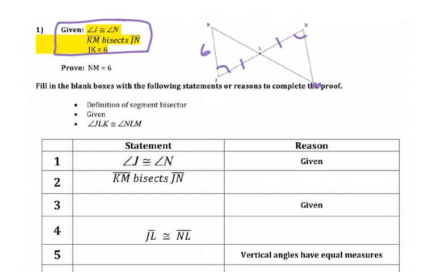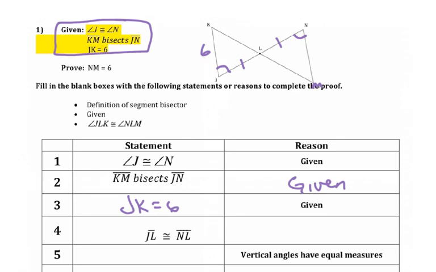If I go down to my proof, in statements 1 and 3, it already has my givens. So it says J is congruent to N. It says KM bisects JN. That's because of given. And then it's got a place for another given. That's going to have to be JK is equal to 6. Okay, so I've taken care of my givens.